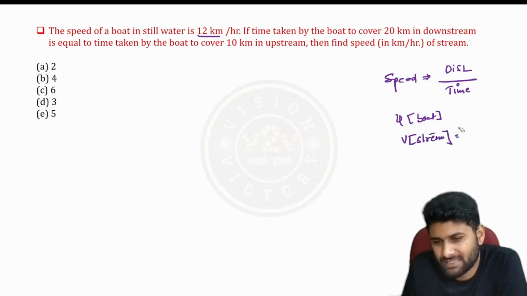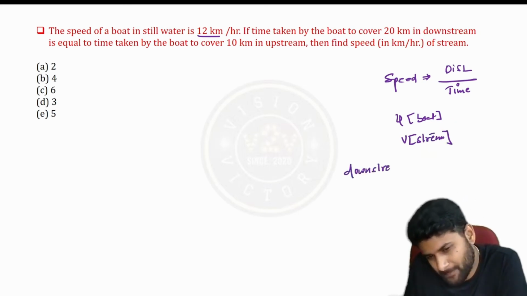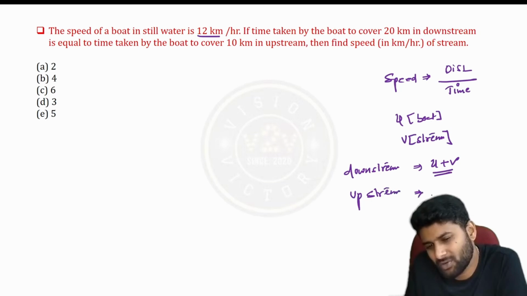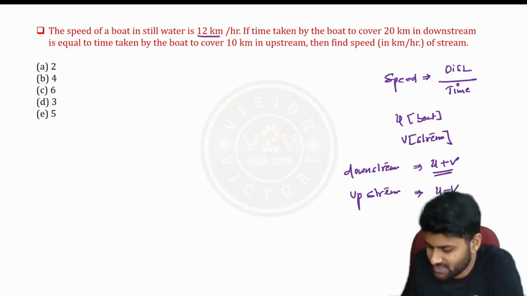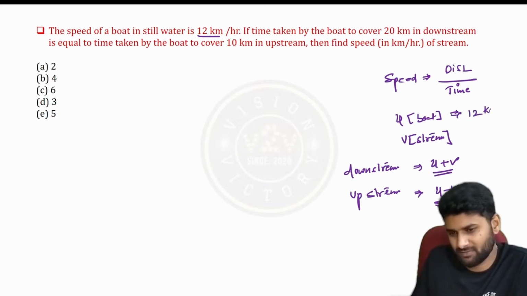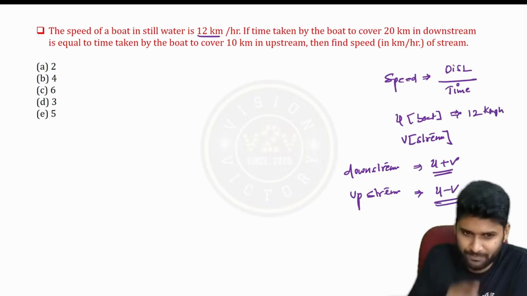Guys, if the boat travels along the stream, that is downstream, then the total speed is U plus V km per hour. If the boat travels against the stream, it's all about upstream. Upstream is U minus V km per hour. Another thing, you are already given the U value, exactly equal to 12 km per hour. So this data is given.